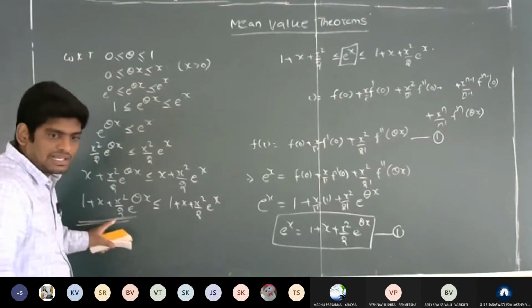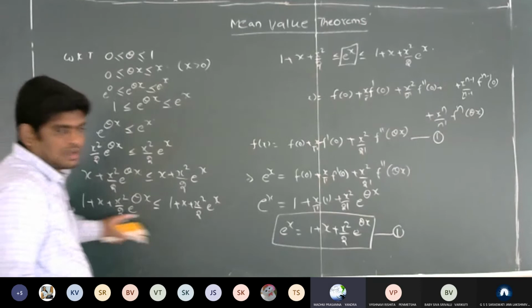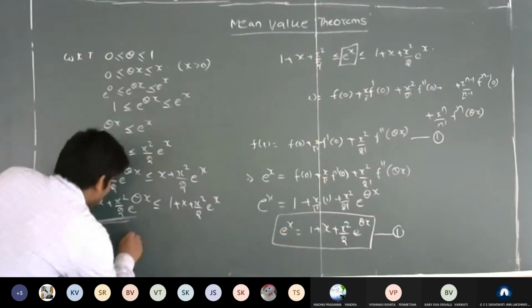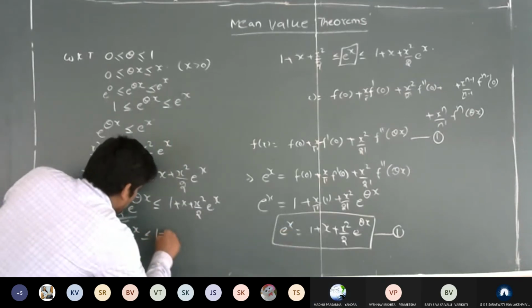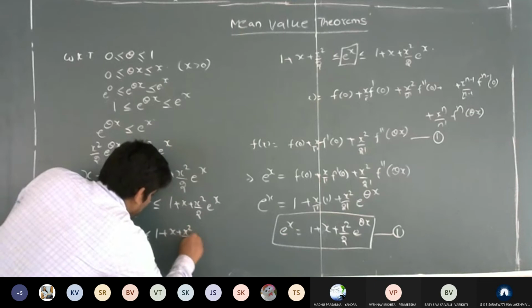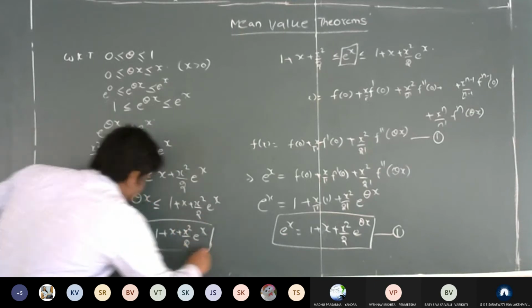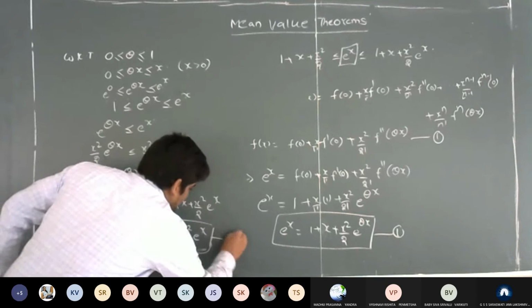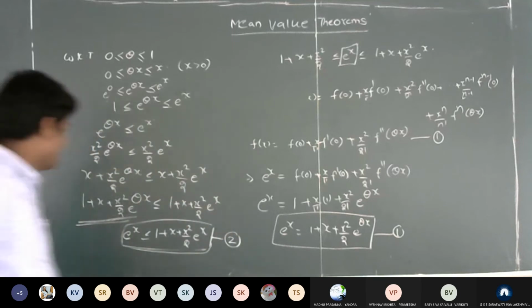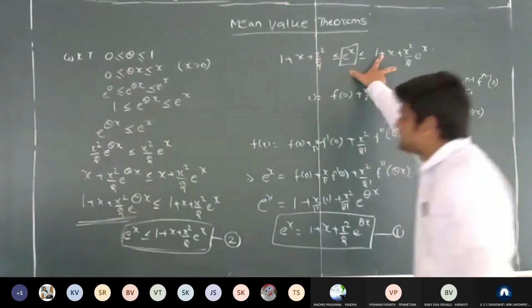From equation 1, it is nothing but e power x. So e power x is less than or equal to 1 plus x square by 2 into e power x. Right? So therefore this is called equation number 1. So half part is over.